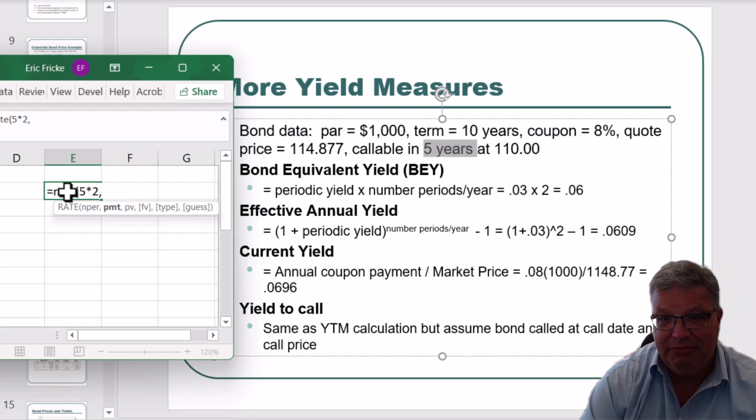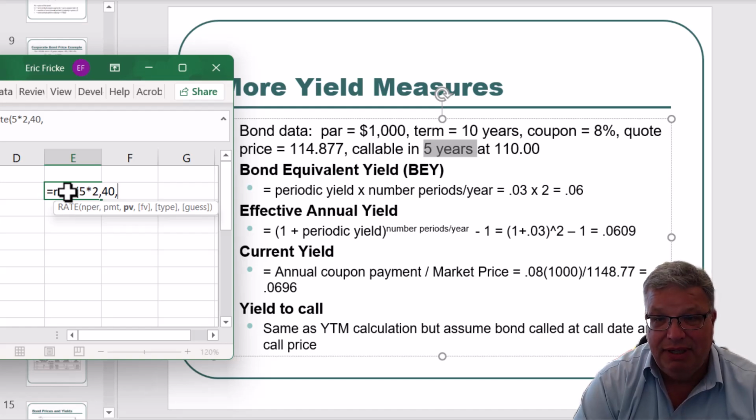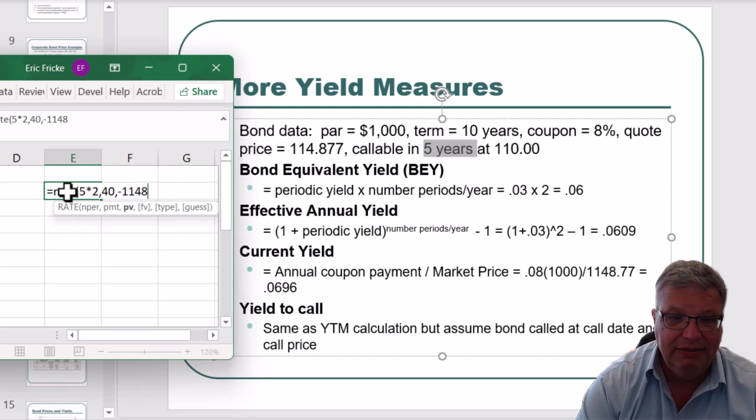And the payment is going to be the same as we had before. I think it's an 8% annual coupon, so I think we said before it's $40 per 6 months per period, right? And the present value, put the negative sign there. In a minute, I'll show you what happens when we don't do that and we leave it positive.